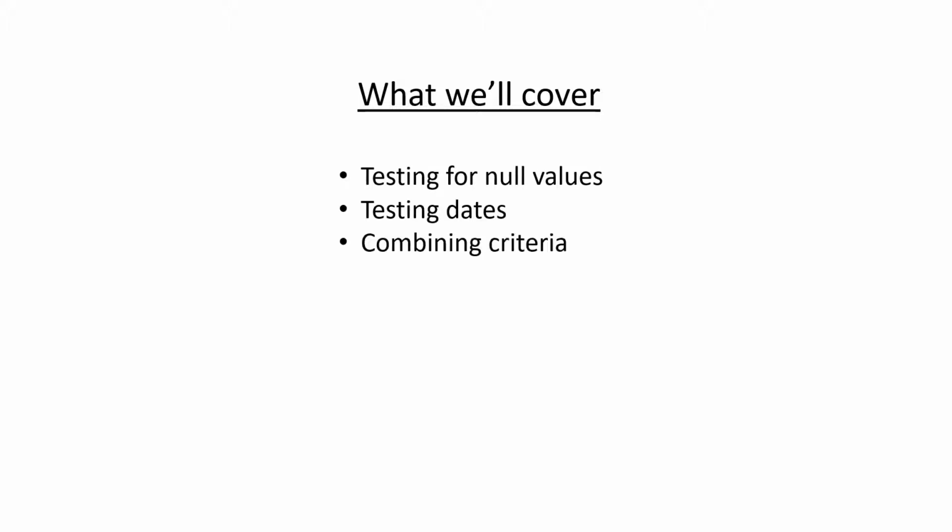So what we'll do for some advanced filtering is look at 4 things. We'll show how to test for null values, how to test for dates, how to combine criteria together, and how to use some OData functions. And we'll do it using SharePoint because many of these things won't actually work for Excel.